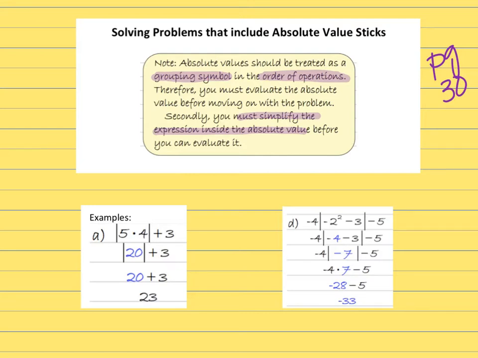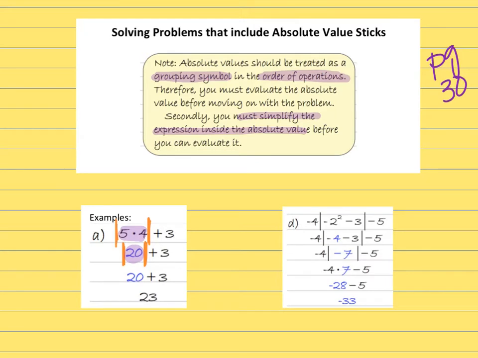So here's 2 examples already done. The first one, the information that's inside the absolute value sticks or brackets. So here's my absolute value sticks. I would need to do this question that's on the inside, 5 times 4. I would do that question, but I would continue to maintain these absolute value brackets around that answer and just do 5 times 4.